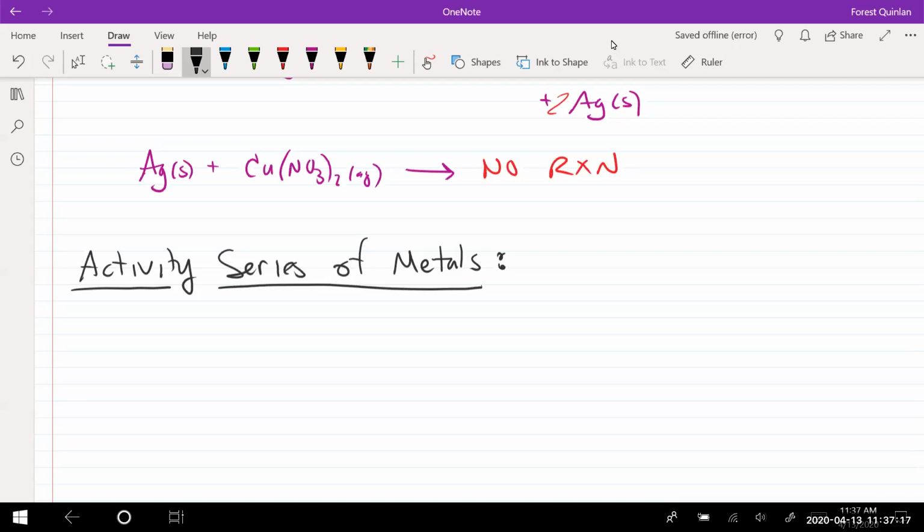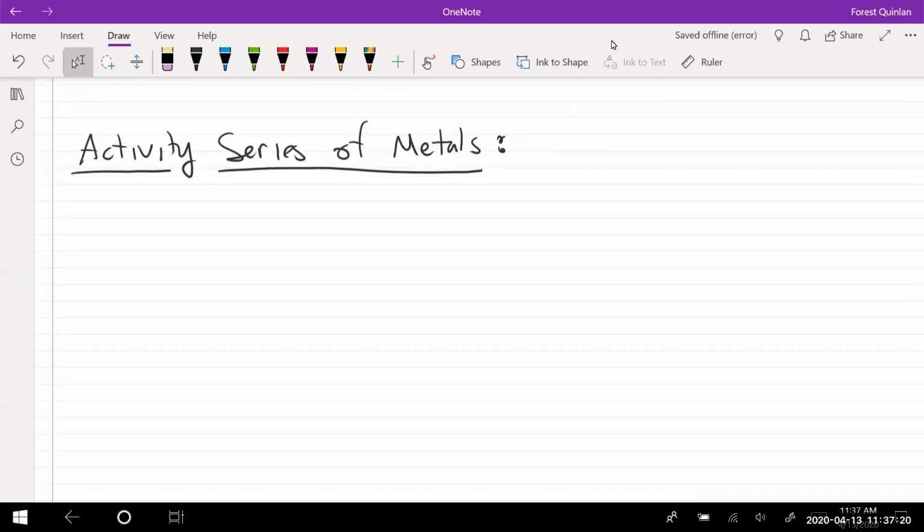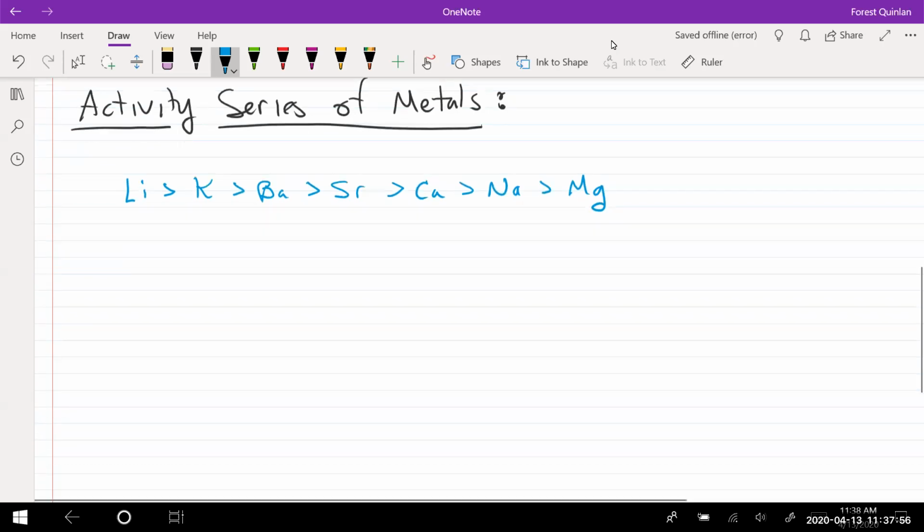Now, essentially, I'm going to go ahead and write it out just for convenience here like this. This is how it sort of works. Lithium is more reactive than potassium, which is more reactive than barium, which is more reactive than strontium, or calcium, or sodium, or magnesium. So as we go down that list, they become less reactive.